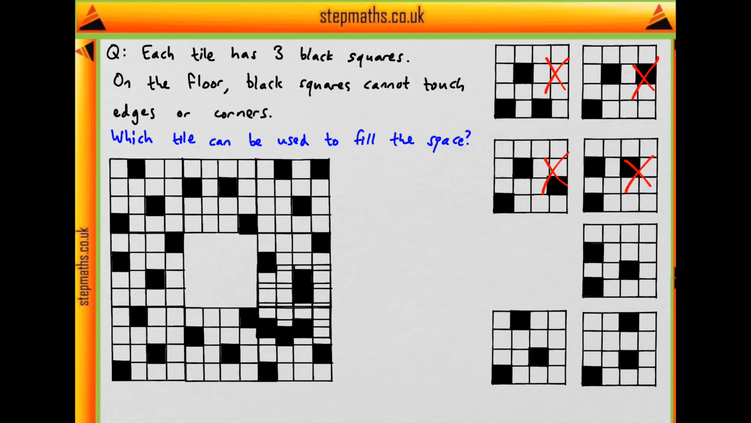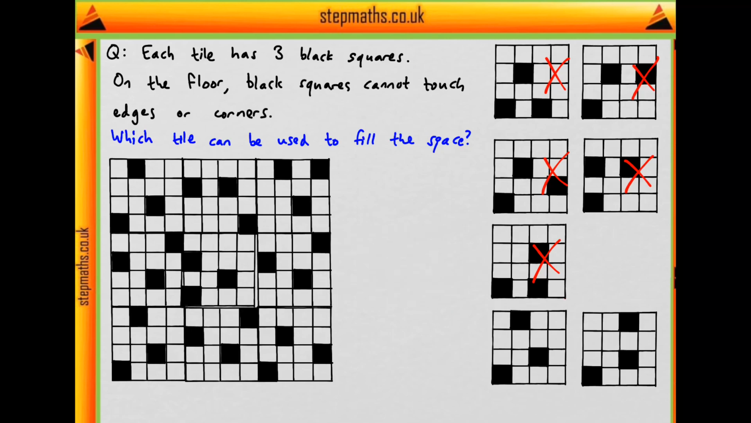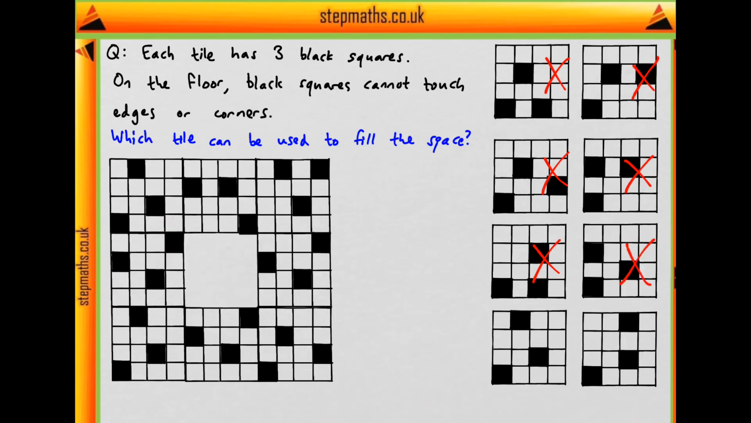So how about this one? If we drag it into the middle, what does that look like? So this time, again, we've got the problem of 2 black squares touching across a corner. So let's cross this one off. Moving on to number 6, if we drag it into the middle, are there any problems? So yet again, we've got 2 black squares touching across a corner. Now surely we're almost there.